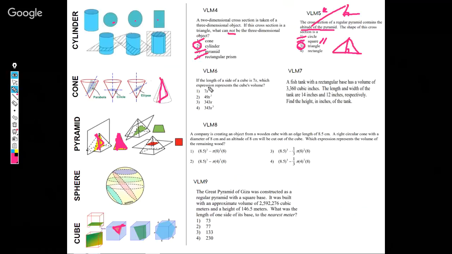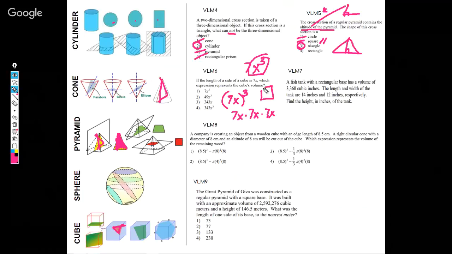Number 6. If the length of a side of a cube is 7x, which represents the cube's volume, this is actually testing your idea of multiplication. Because what happens is kids just think that the 7 stays there, and they only cube the x. But the whole side is 7x. So this is really saying 7x times 7x times 7x.